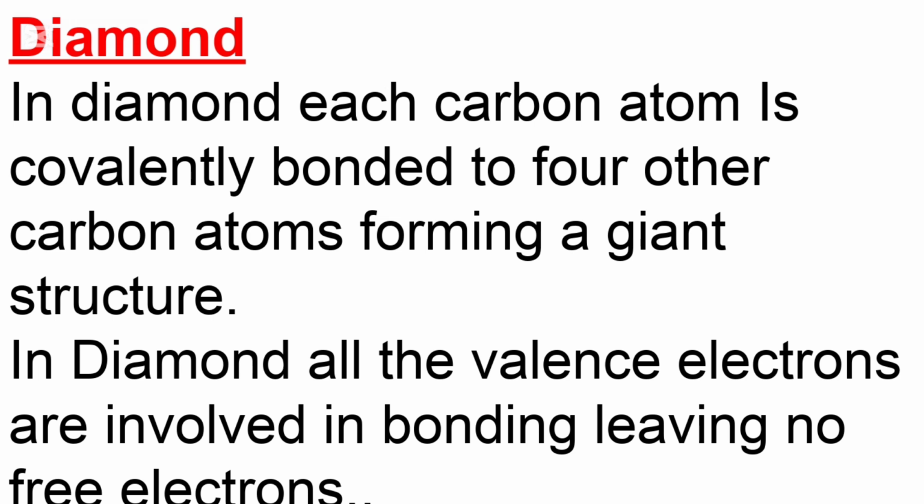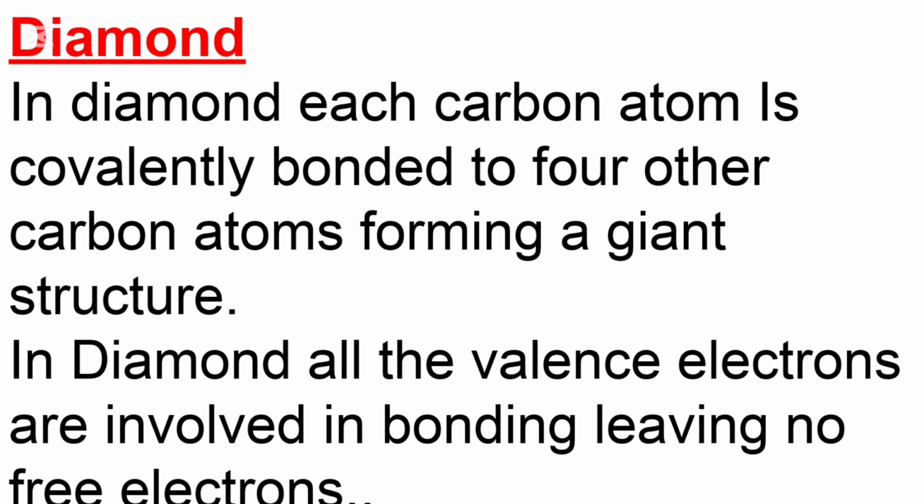Now let's talk about diamond. In diamond, each carbon atom is covalently bonded to 4 other carbon atoms, forming a giant structure. Therefore, remember, carbon is in group 4. So the 4 outermost electrons in diamond are used in bonding.